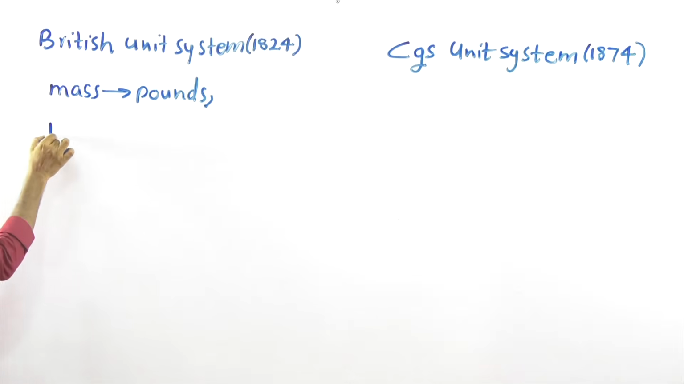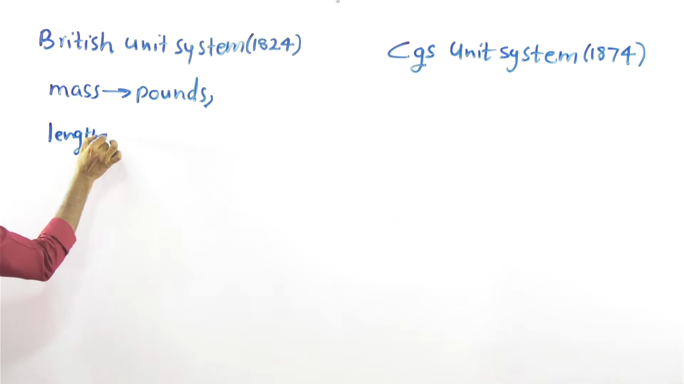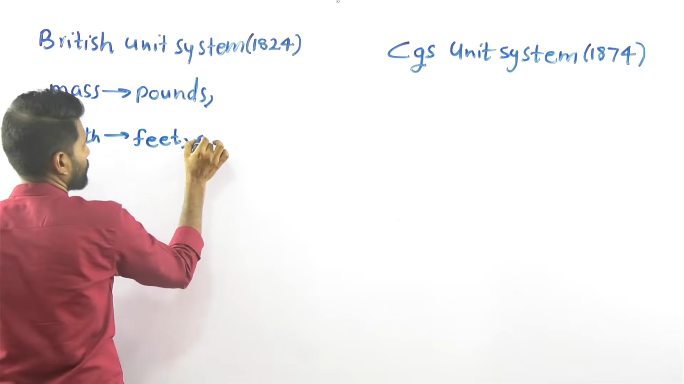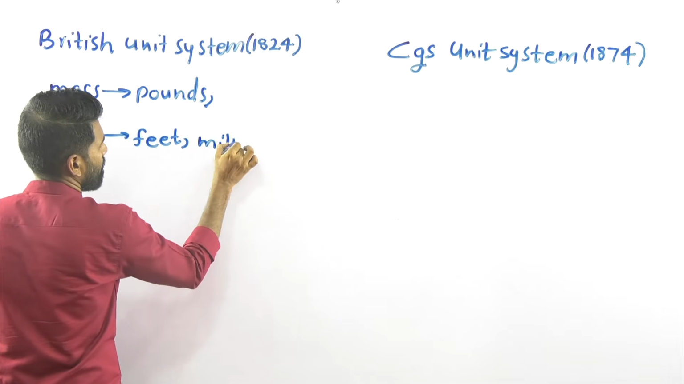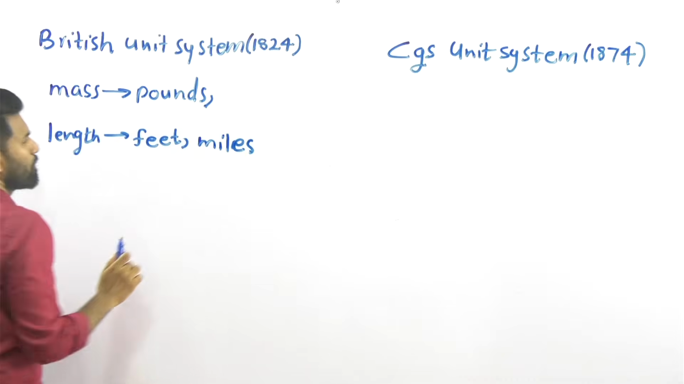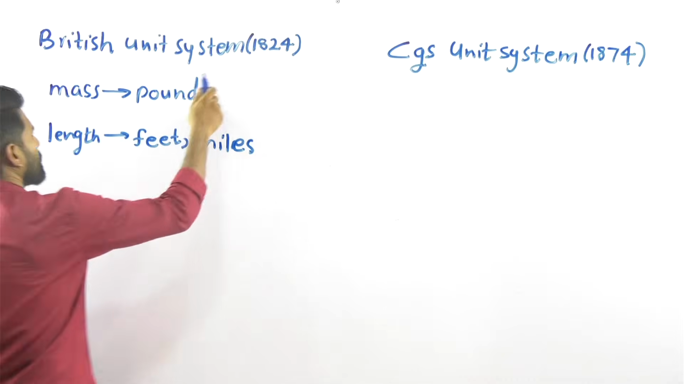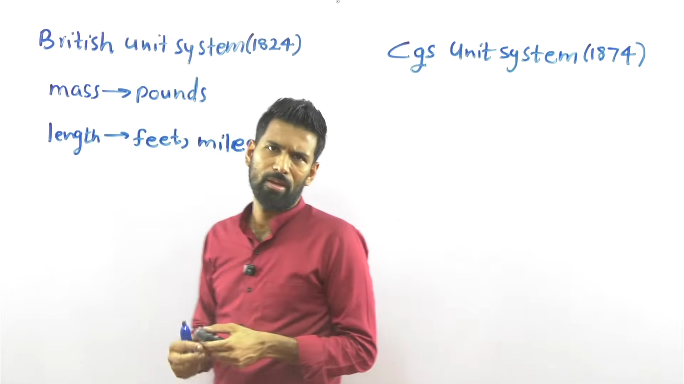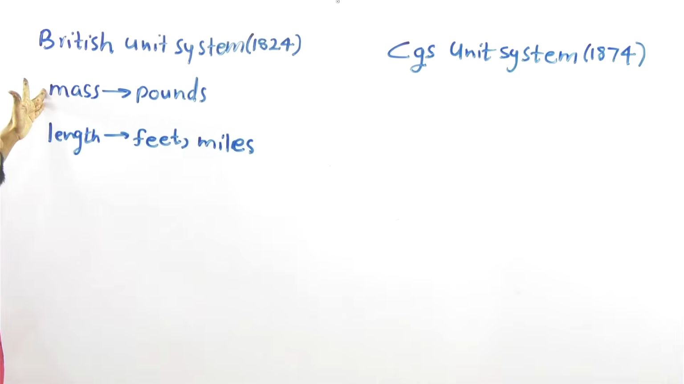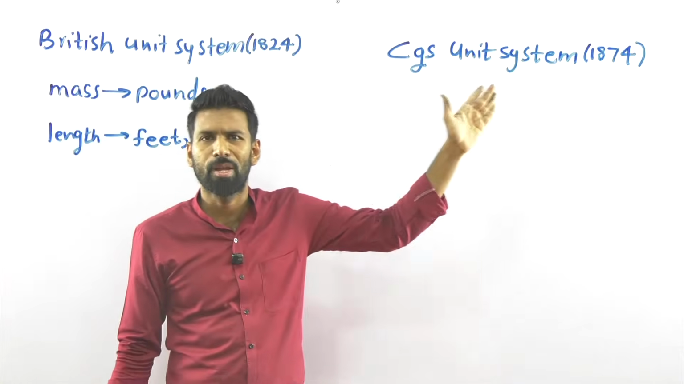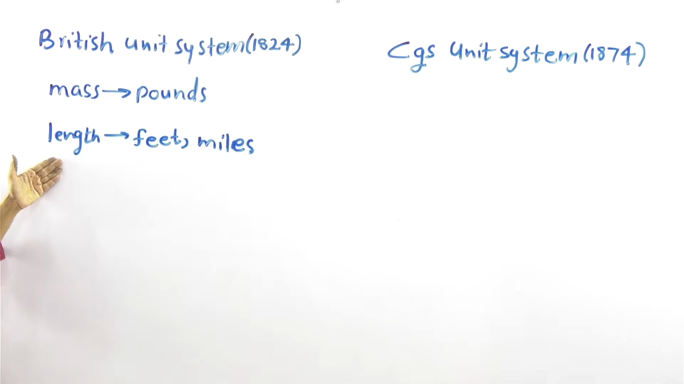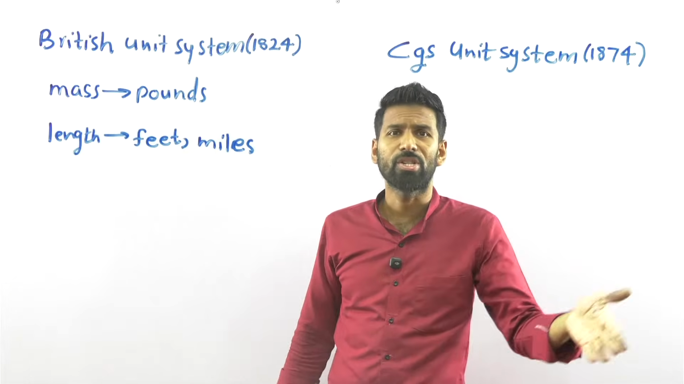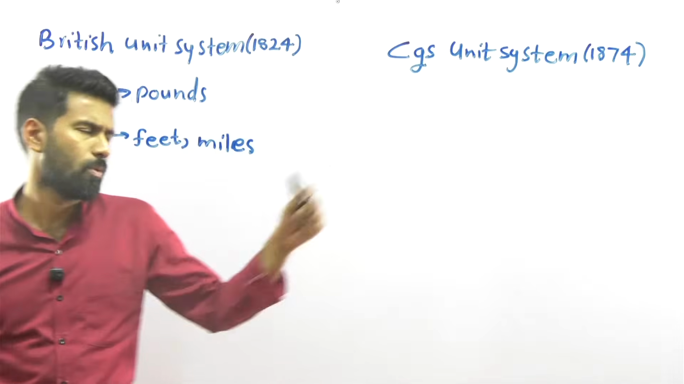Then length was measured by feet, not only feet, miles, there were many more methods, pounds, ounces, likewise. I'm not writing all of them, you don't need to remember, you have to have the idea. So in the British unit system, mass was measured by pounds, ounces, many more. And length was measured by feet, inches, miles, many more.